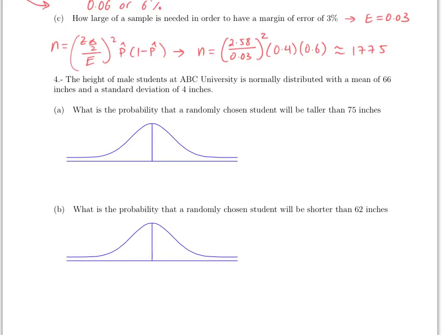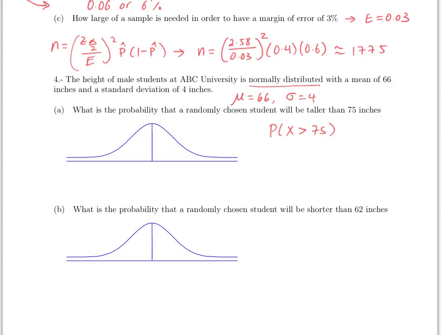Okay, let's move to question number 4. This is a normal distribution. Here the mean is 66 and the standard deviation is 4. So this says the height of male students is normally distributed. Part A is asking what's the probability that a randomly chosen student will be taller than 75 inches. So it's asking what's the probability that X is greater than 75.